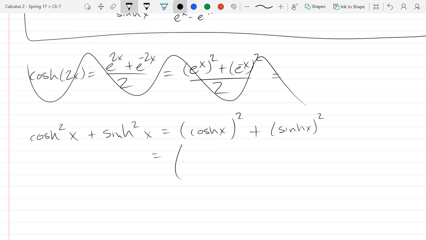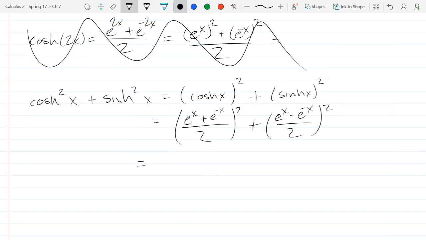So now I'm going to write down what cosh of x is, e to the x plus e to the minus x, and sinh squared, e to the x minus e to the minus x squared. And we square both of these terms. We get e to the 2x plus 2e to the minus, no, plus 2. Maybe I should be a little more careful. We'll go through this a little more slowly.